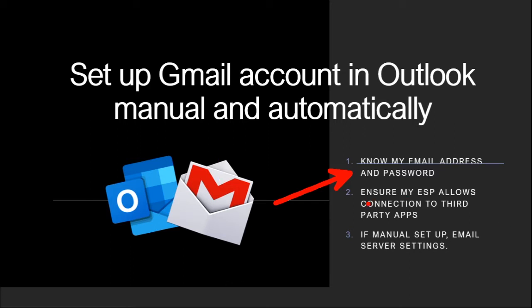Then ensure your ISP, in this case Internet Service Provider, Google or Gmail, allows connection to third-party apps. In this case Outlook will be a third party for Google. And last but not least, if you are going to set it up manually, because the steps that I'm going to perform apply for any other application when I set it up manually, you want to know what your email server settings are.